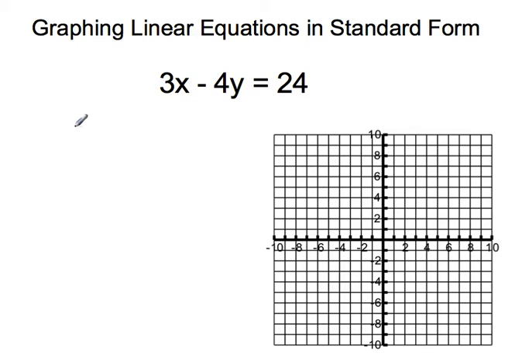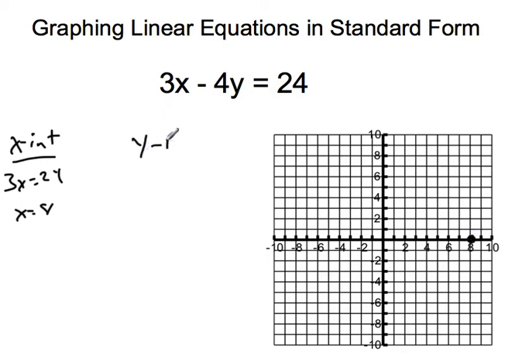So how are we going to find the graph of this guy right here? Let's take a look. So the x-intercept, we're going to substitute in 0 for y, and we get 3x is equal to 24. Multiply both sides by 1/3. X is equal to 8. So this is our x-intercept of the line.